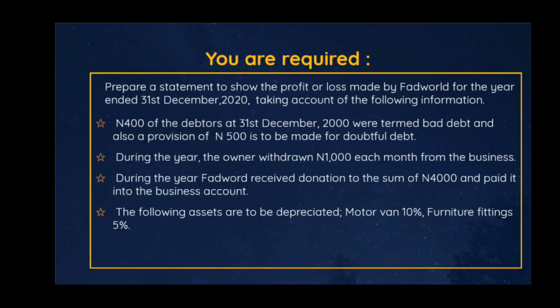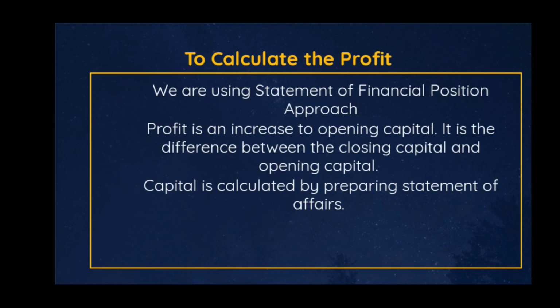Now let's begin. We are required to prepare the statement of profit or loss made by Fadward for the year ended 31st December, taking into account the following. Now we want to find out whether the business made profit or loss. How do we calculate profit in the case of incomplete record? Just like I said, we are going to find the capital of the business at the beginning of the year and the capital of the business at the end of the year, and we can only do that by preparing statement of affairs. So under this method, we are going to use the statement of financial position approach.